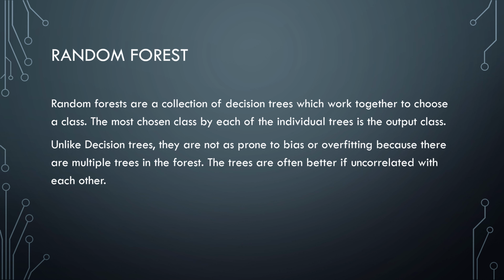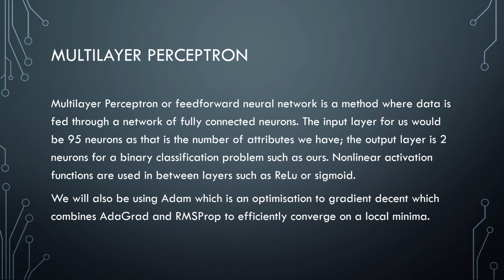Random forests are a collection of decision trees which work together to choose a class. The most chosen class by each of the individual trees is the output class. Unlike decision trees, however, they're not as prone to bias or overfitting because there are multiple trees in the forest and they can overcome bias. The trees are often better if uncorrelated with each other to cover the data better.